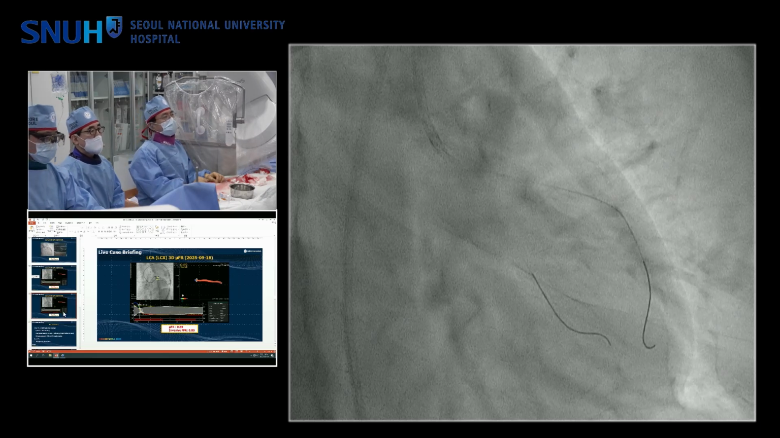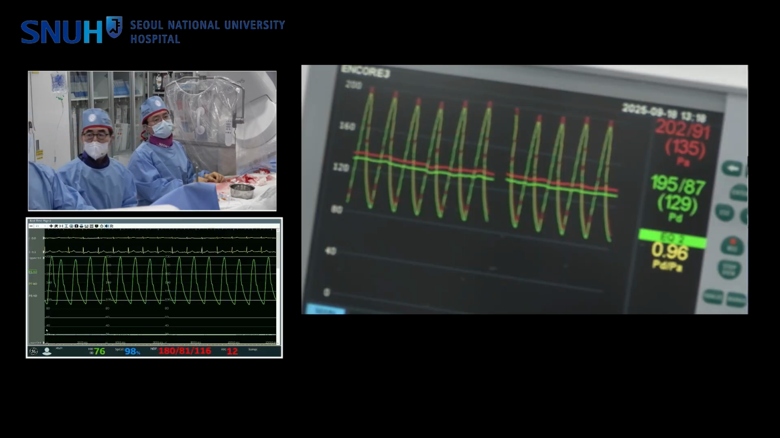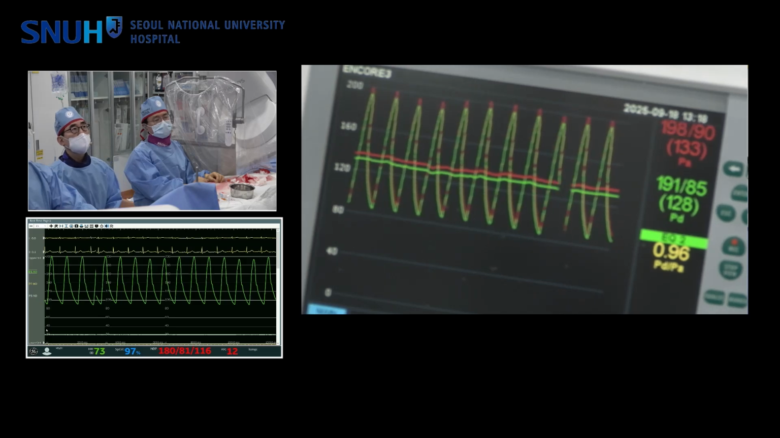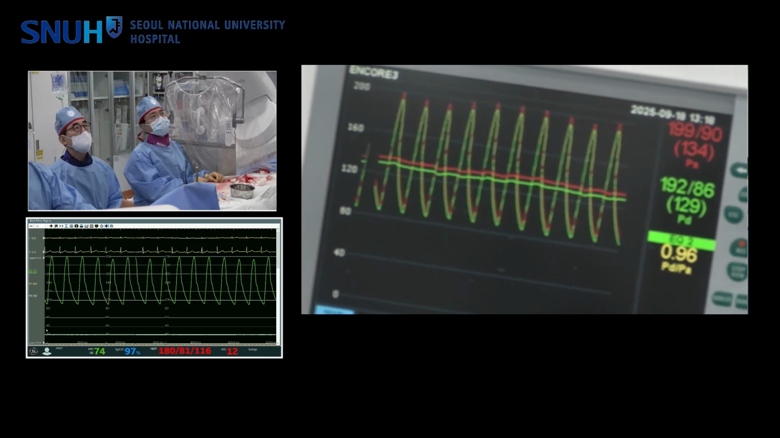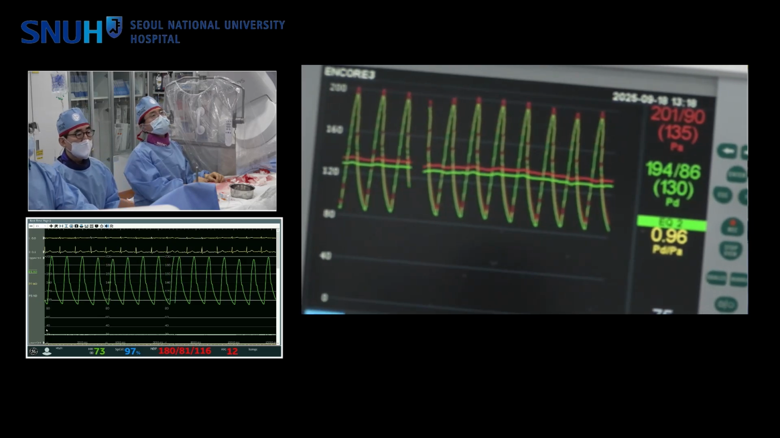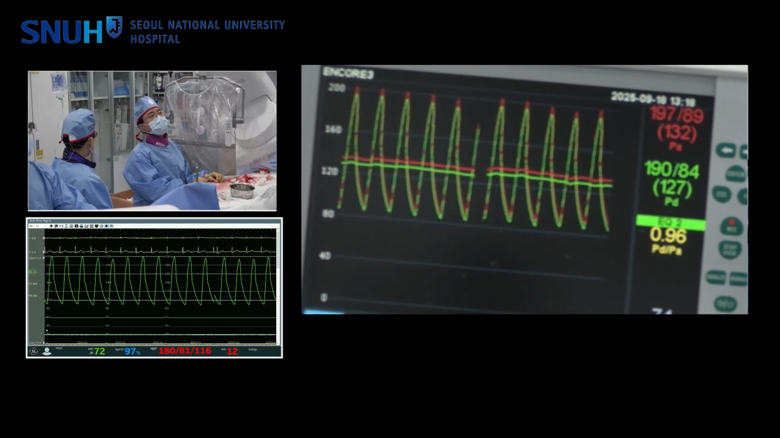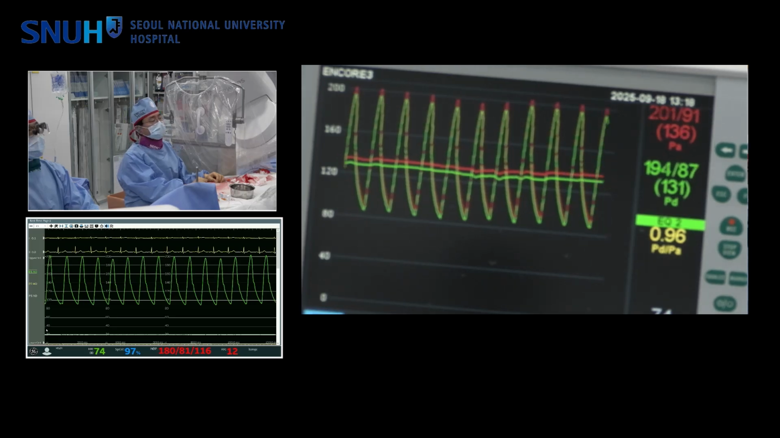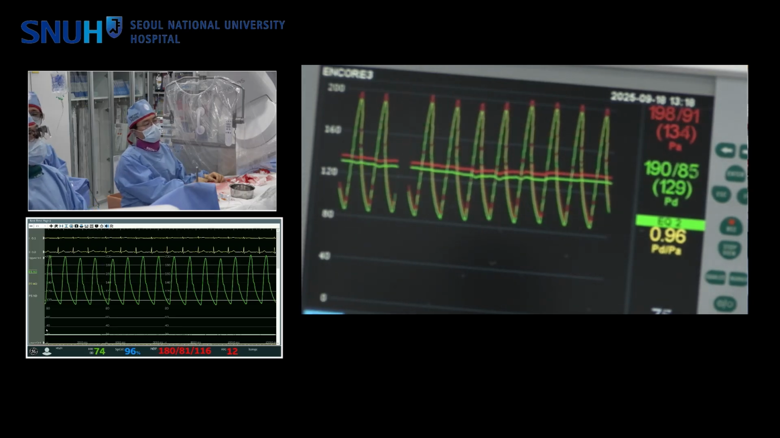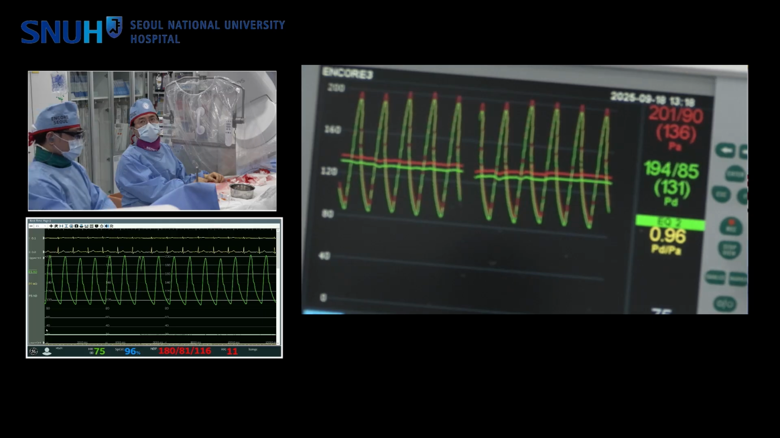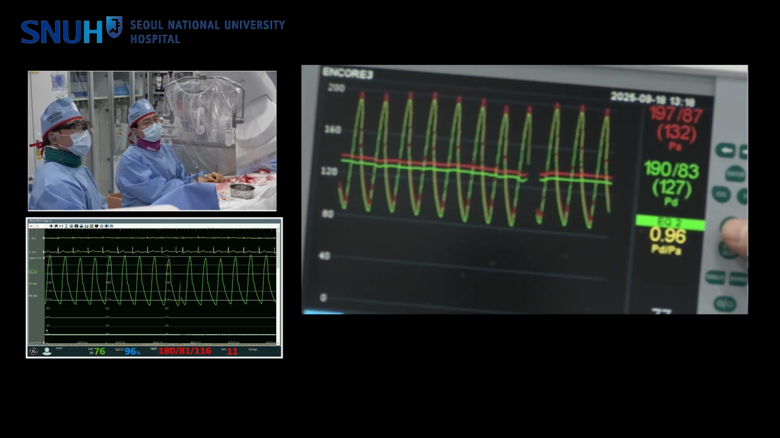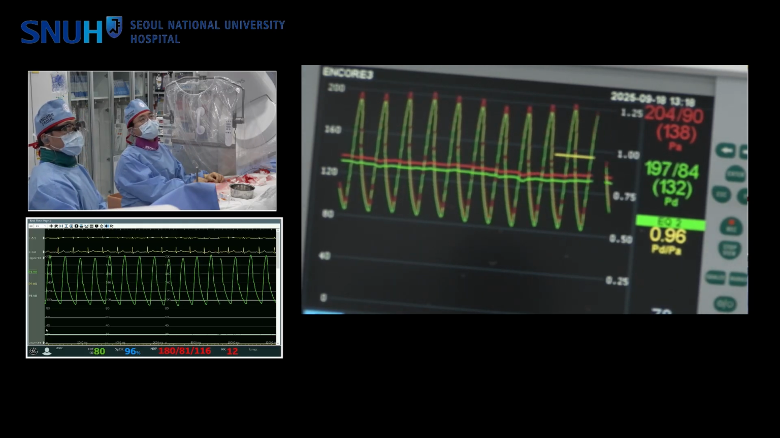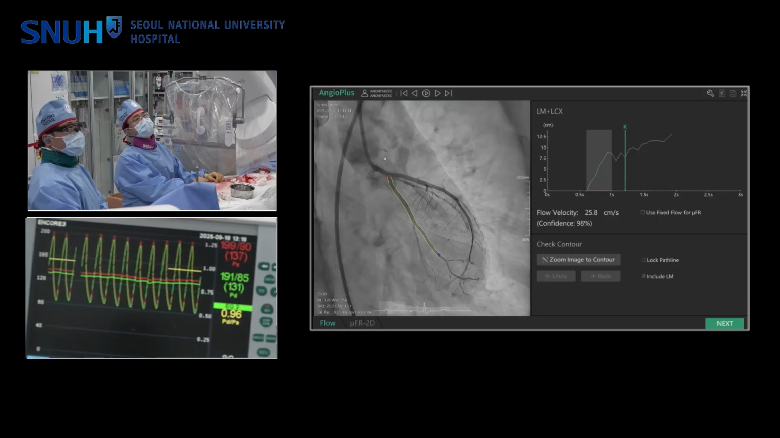FFR screen? Yeah, I prepared. 화면 좀 바꿔달라 the screen. 했어요. Okay. You can see. So we just started infusion of adenosine through IV. Okay. Yes. So now recording. TGD is 96 for this circ.